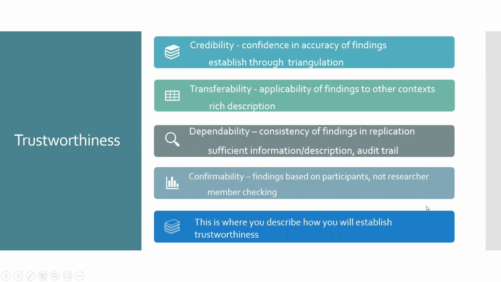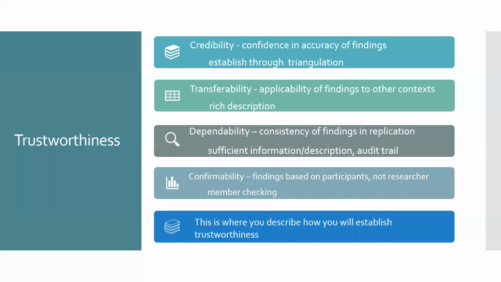You want to include a section on trustworthiness. These are the four key tenets of trustworthiness that we hear a lot about in qualitative research: credibility, transferability, dependability, and confirmability. So, how confident are we that our findings are accurate? Are they applicable to other contexts? Are they consistent, can they be replicated with any degree of consistency? And are our findings based on our participants and not ourselves, and what we think about things?